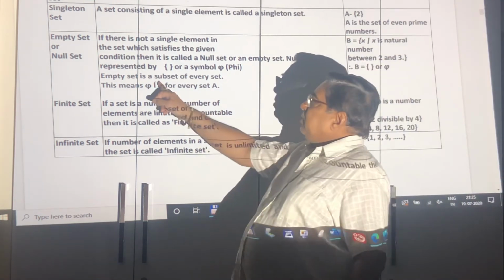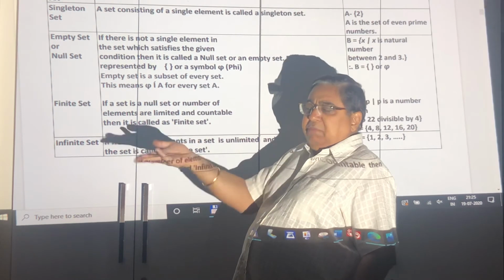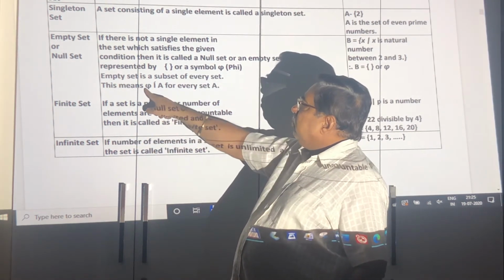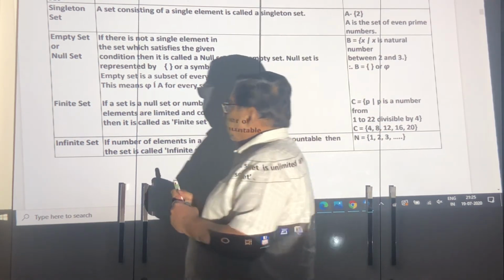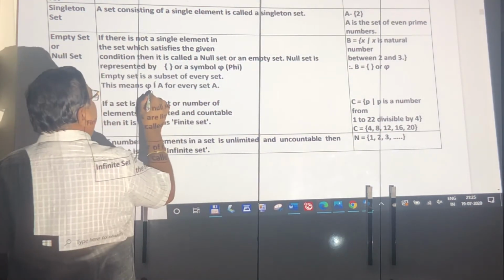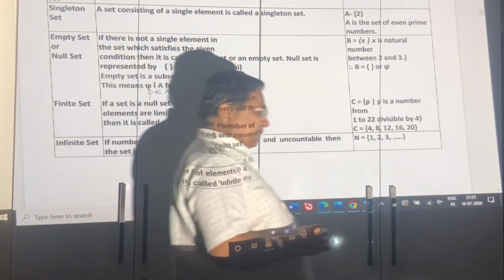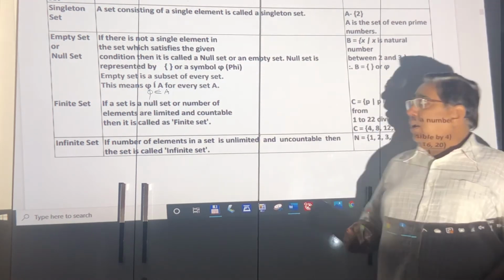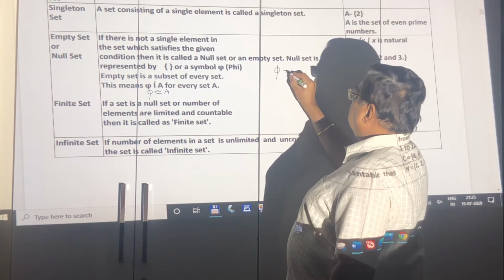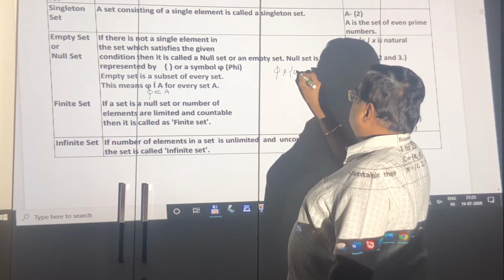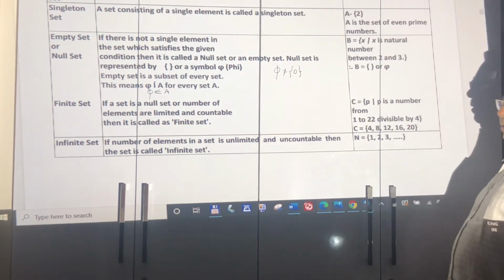Okay? Now, empty set is a subset of every set, because if nothing is present everywhere, then something is present. Therefore, you can say this belongs to A. Okay? We'll change the symbol here because of a typing mistake. So phi is a subset of A. Every set, any set. Okay, and I remind you once again, empty set is not equal to 0 set. Be careful. Okay, keep it in your mind.